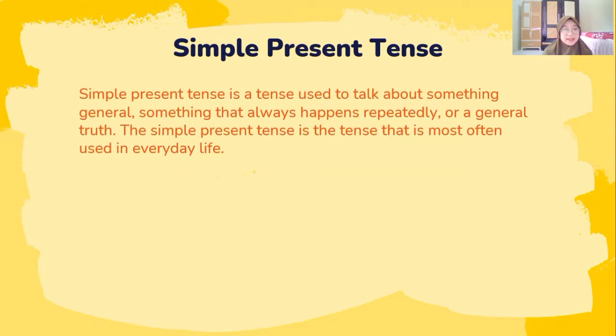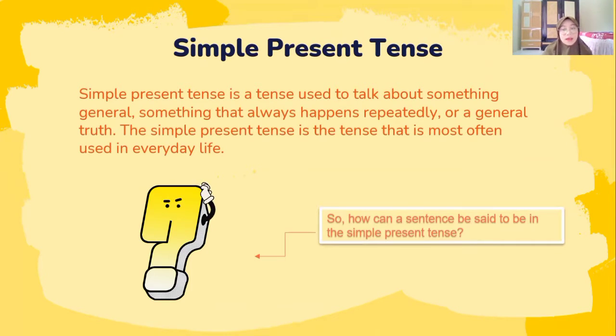Simple present tense is a tense used to talk about something general, something that always happens repeatedly, or a general truth. Jadi, simple present tense merupakan tenses yang digunakan untuk membicarakan sesuatu yang umum, sesuatu yang selalu terjadi berulang-ulang, atau suatu kebenaran umum. And the simple present tense is the tense that is most often used in everyday life. Simple present tense adalah tenses yang paling sering digunakan dalam kehidupan sehari-hari.